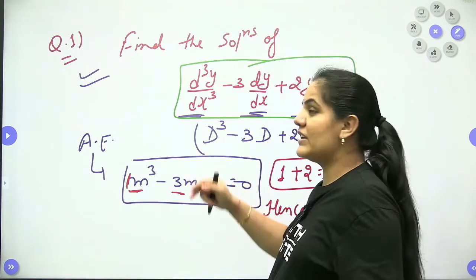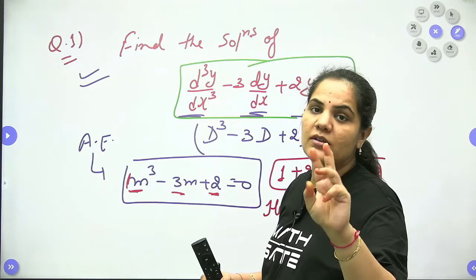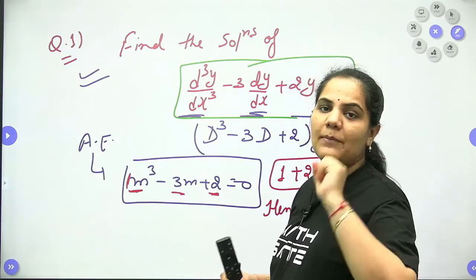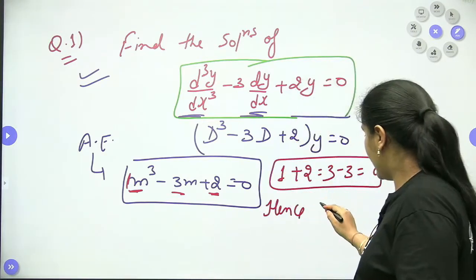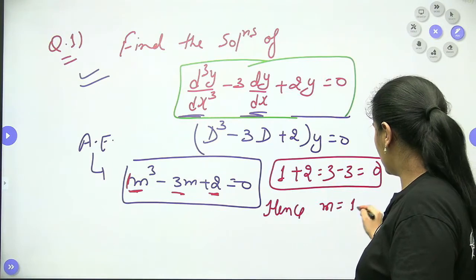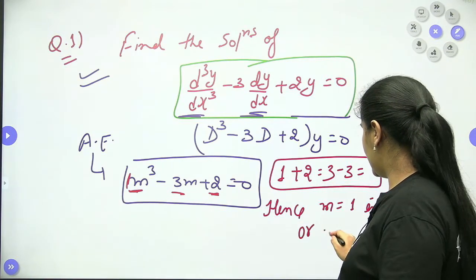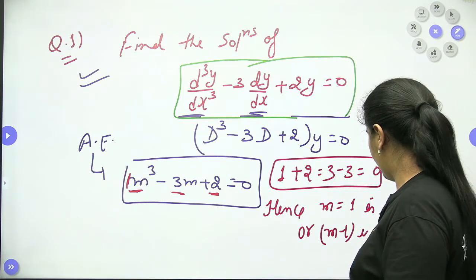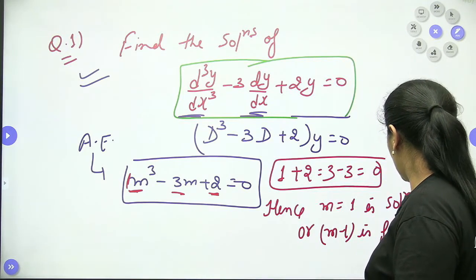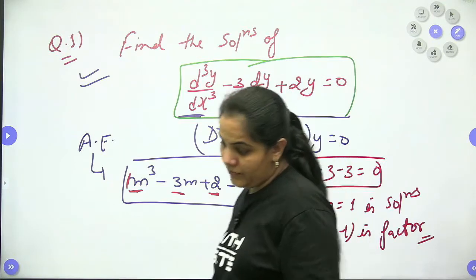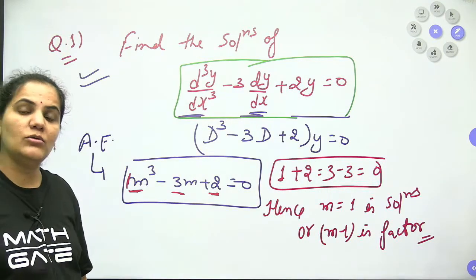For this cubic equation we will have 3 roots. Among those 3 roots we can get one root directly, that is m is equal to 1 is a solution of this one. Or you can say m minus 1 is a factor of this equation. Yes, exactly. Now one thing we got. Now what about the remaining two?